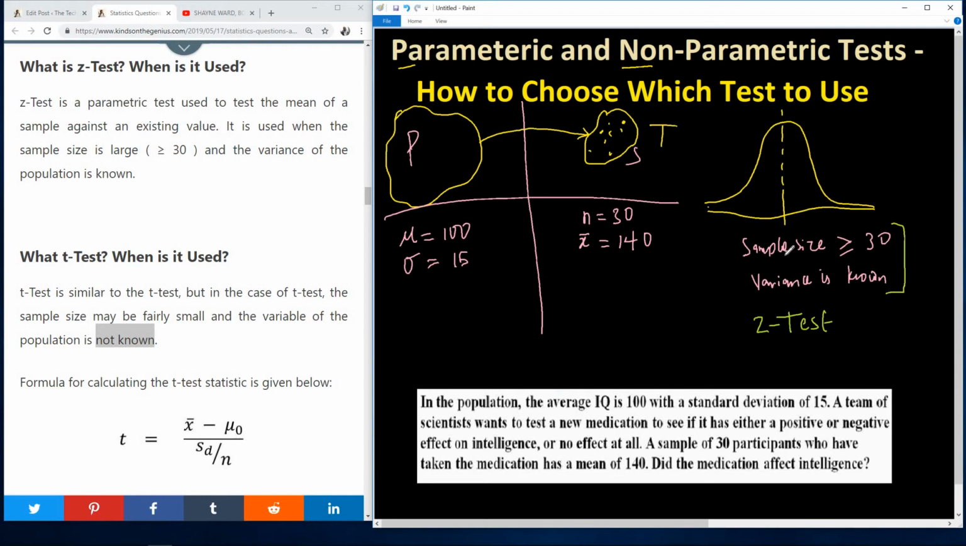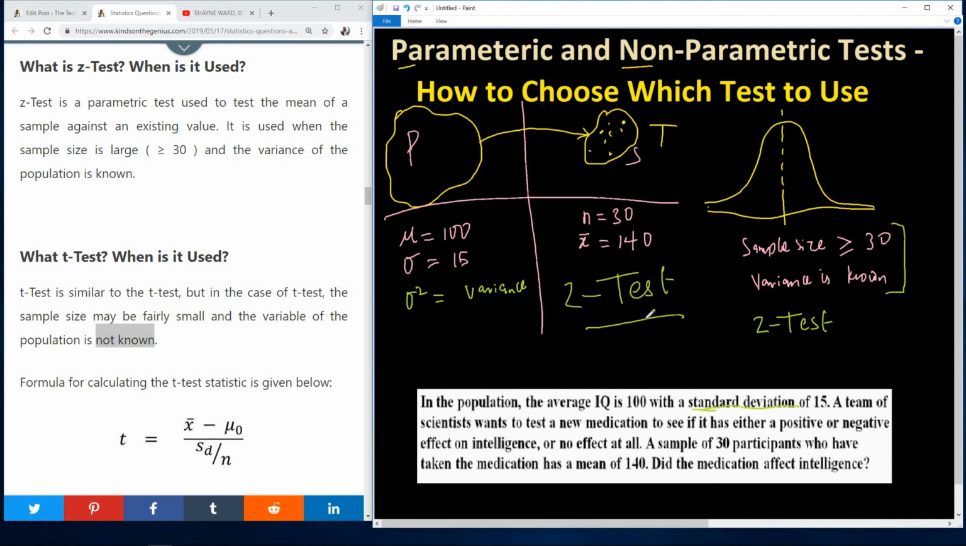If the variance is known, and of course if you are given the standard deviation, it means that you also have the variance, because the standard deviation squared is equal to the variance. So the key I want you to take home from this lesson is once the sample size is equal to or greater than 30 and you are given the variance, then do the z-test. I'm going to write it boldly, z-test.